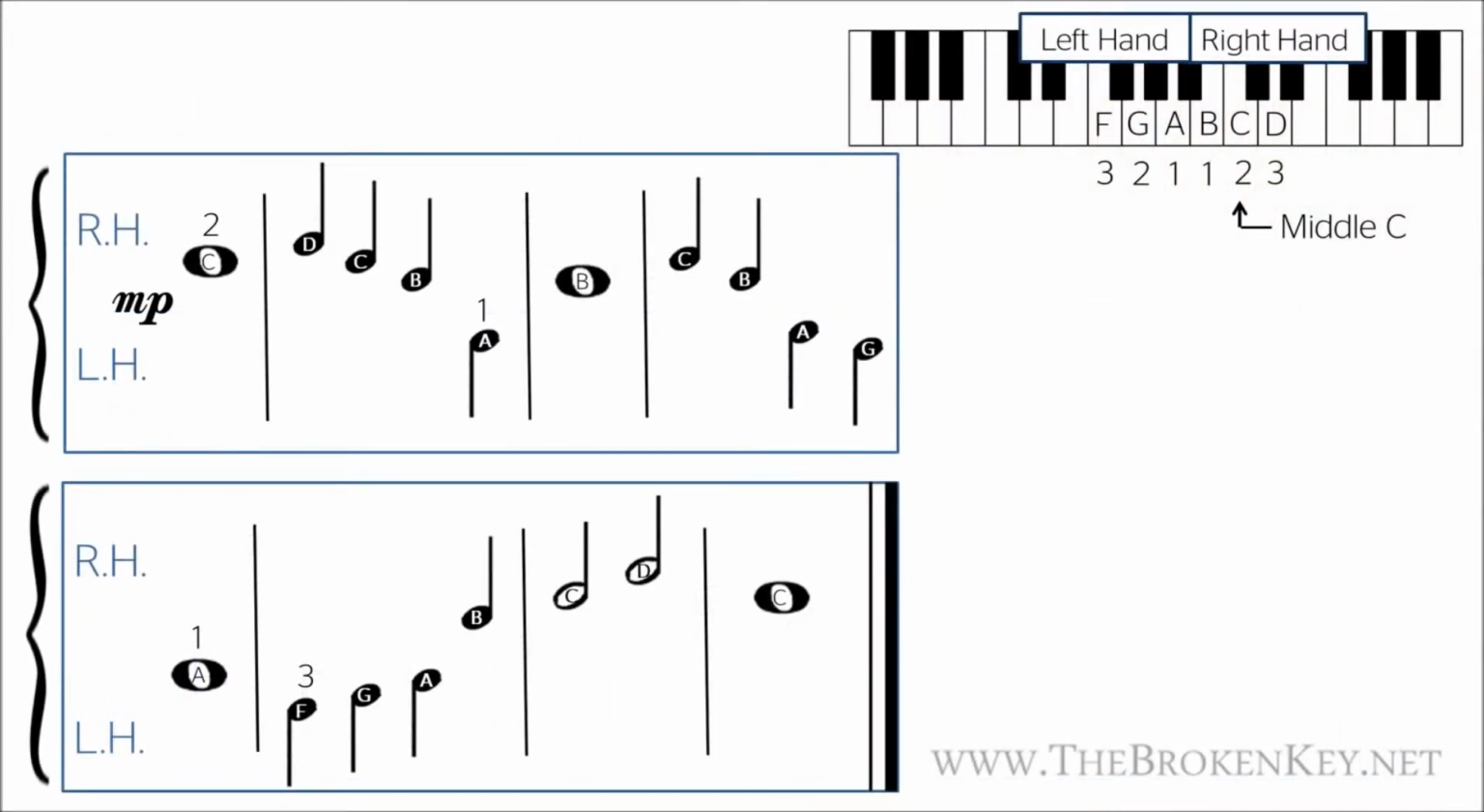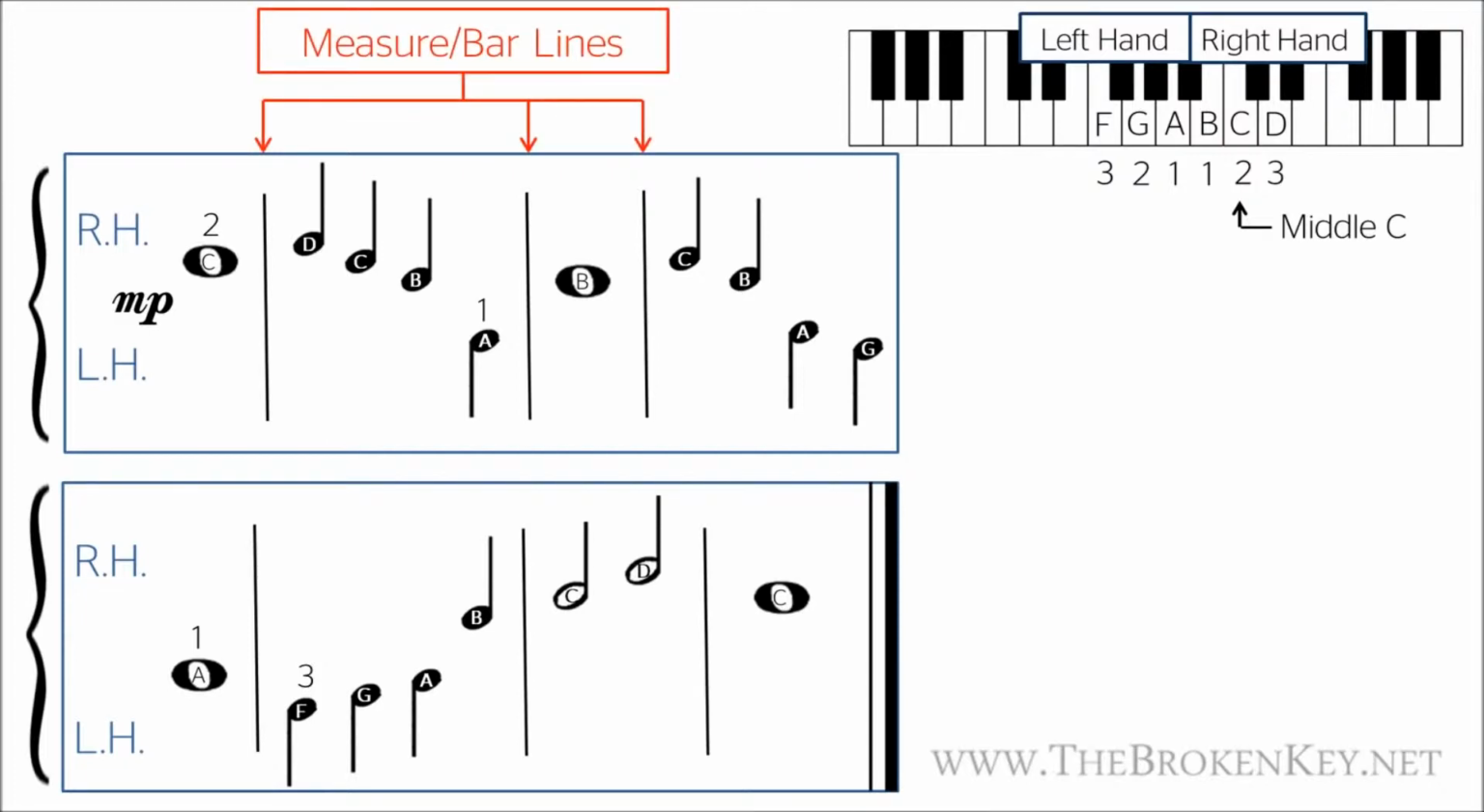This next exercise has us using the notes F, G, and A with the left hand, and B, C, and D with the right hand. Notice that this piece has several vertical lines separating some of the notes. These lines are called measure, or bar lines, and they separate the notes into groups of equal beats. Each of these groups is called a bar, or a measure. I've always preferred the term measure, so that's what I'm going to use.